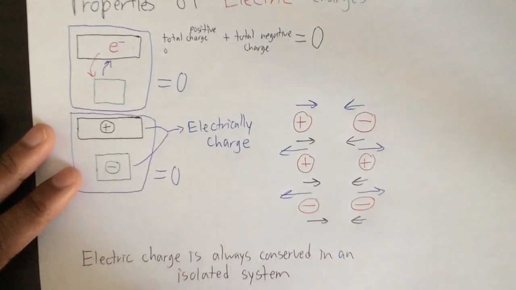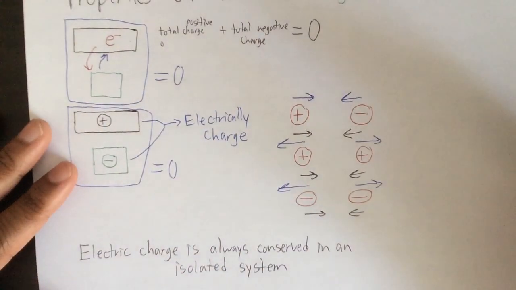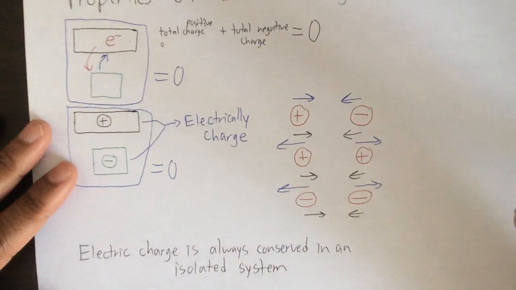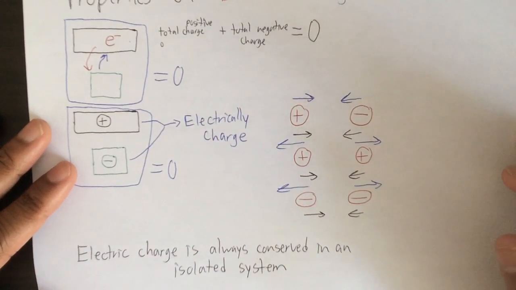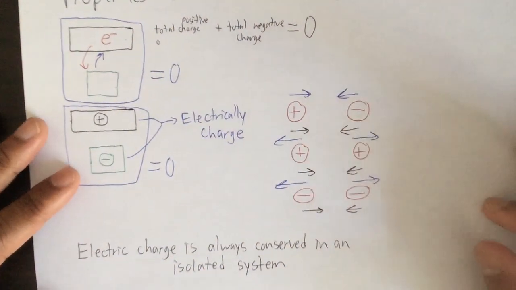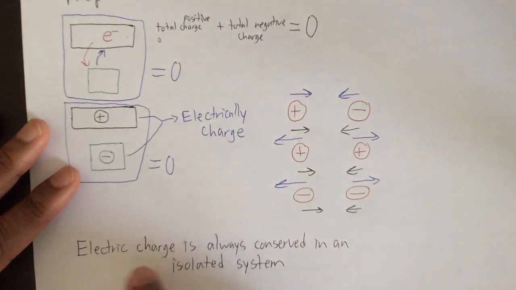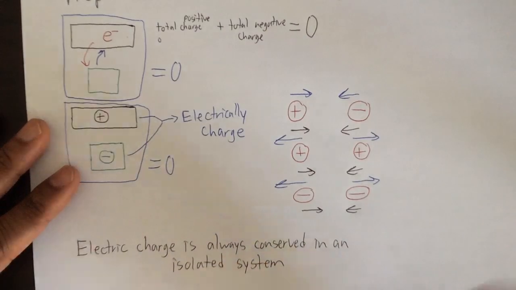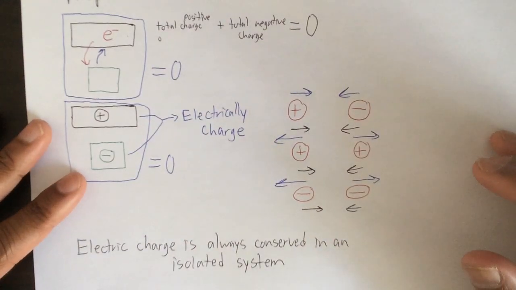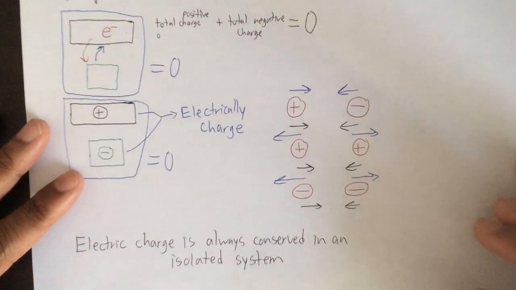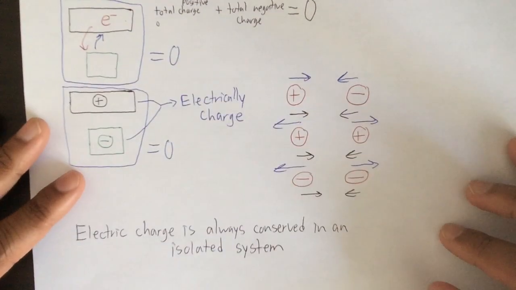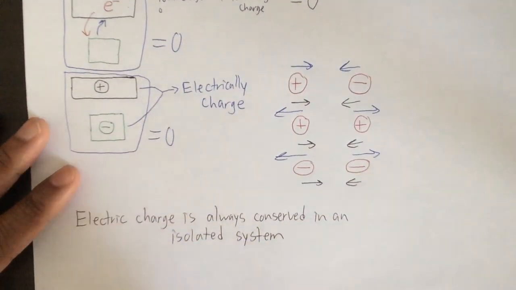So all this third property means is that electric charge cannot be created or destroyed. It has an analogous behavior to the conservation of mass and the conservation of energy. And so that is what it means. And so this property can be used to solve physics problems. So let's go on to the final property we're going to talk about.